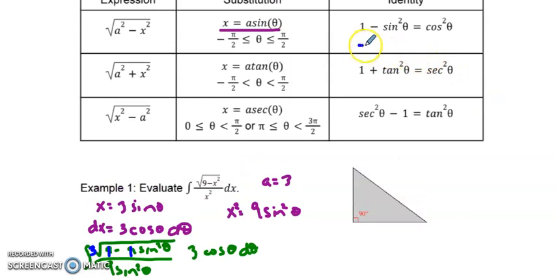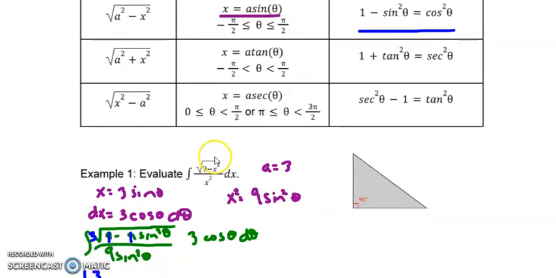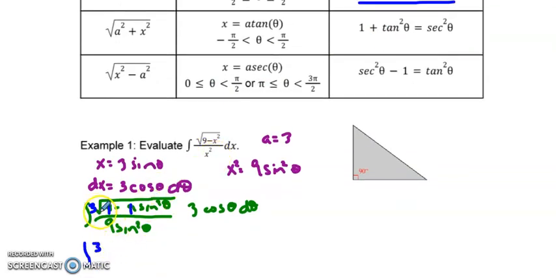Going back to the chart, notice that when I have a radical in the form of a squared minus x squared, my identity that I use is going to be 1 minus sine squared theta equals cosine squared theta. So that gives me, instead of the square root of 1 minus sine squared theta, the square root of cosine squared theta. And of course, that square root is just cosine theta. And then I have 9 sine squared theta still in my denominator. And then I'm multiplying by 3 cosine theta d theta, which I had subbed in for my dx.